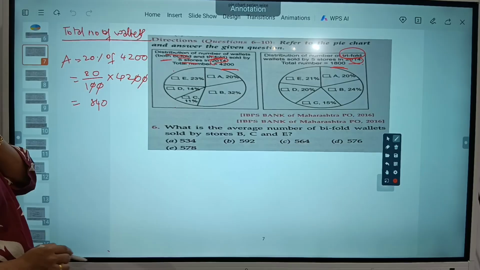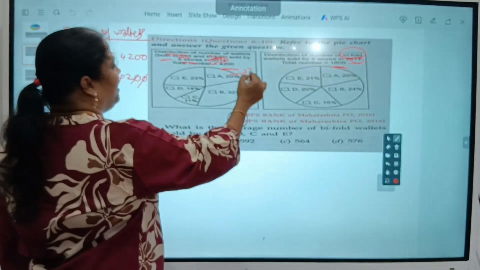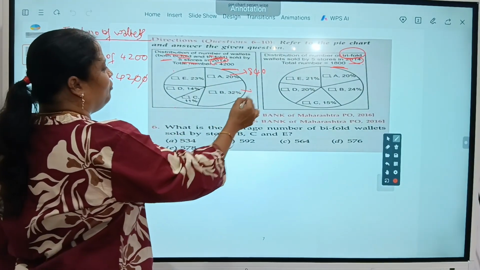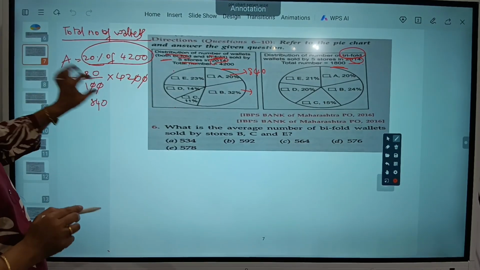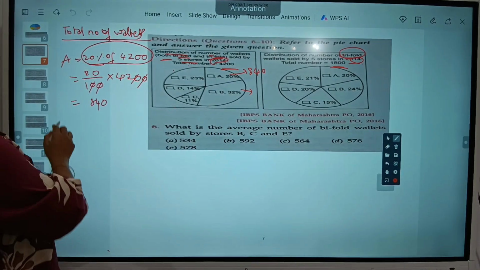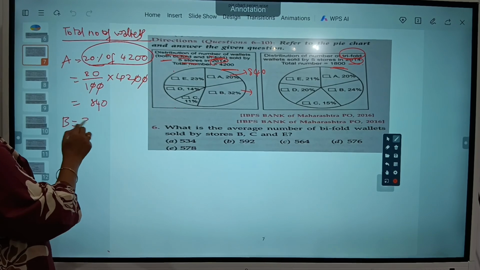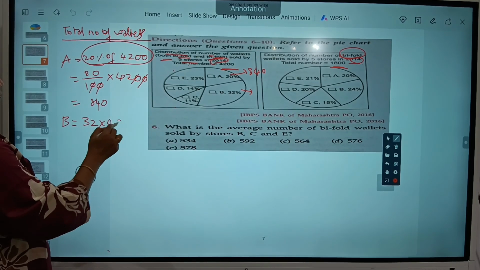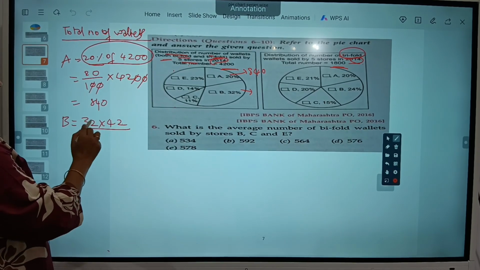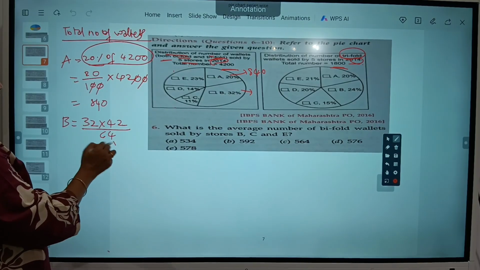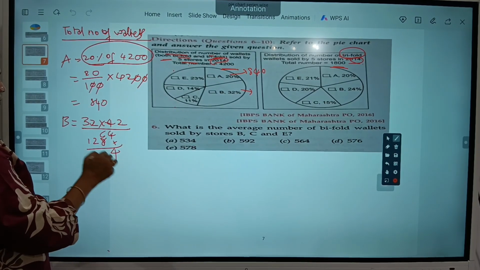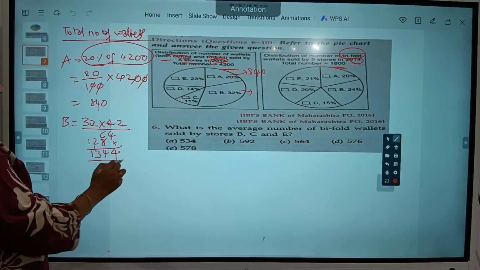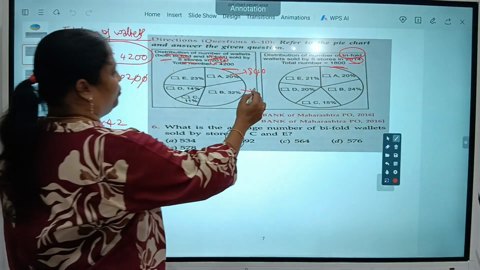So total 840. Now we will move to another question. Every time I am not using this formula, I will go directly to this step. B is equal to 32 into 42. It comes around 2 2 ja 4, 2 3 ja 6, 4 2 ja 8, 4 3 ja 12. Okay, 4, 14, 13, 44.